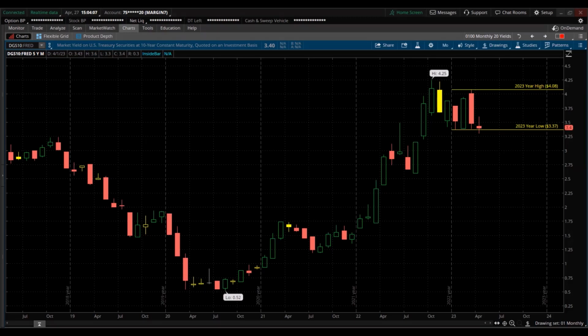So I want to look at the higher time frame, the monthly candles, because we are completing the fourth month of the year, which is in the second quarter of the year. And looking at commodities.